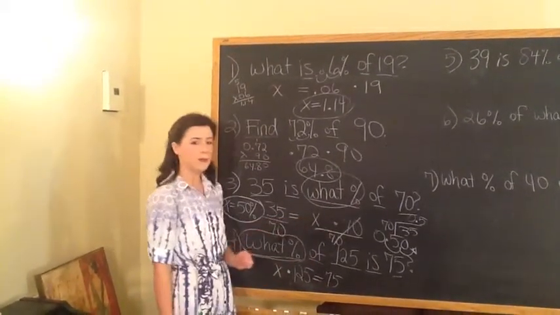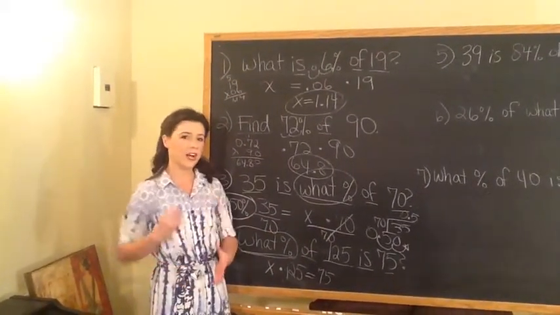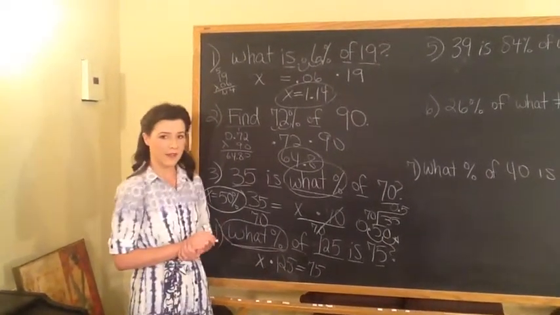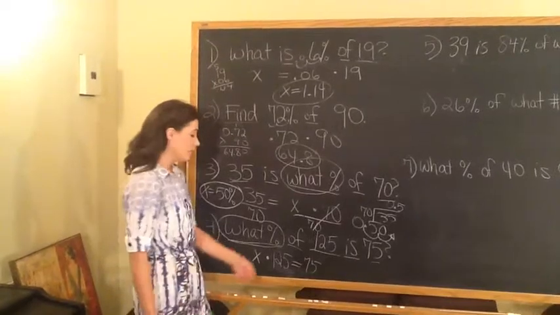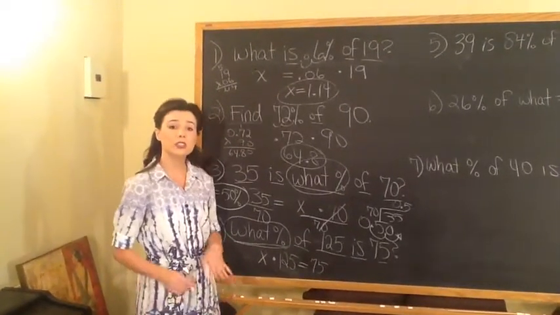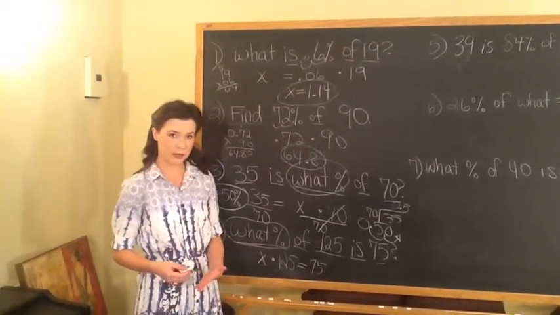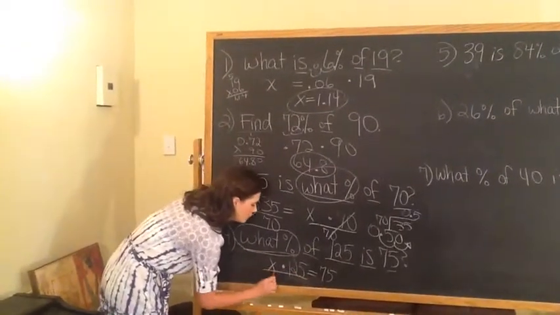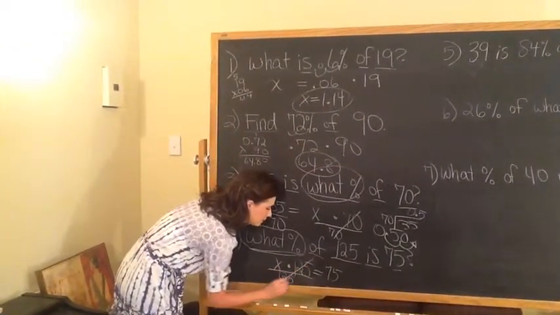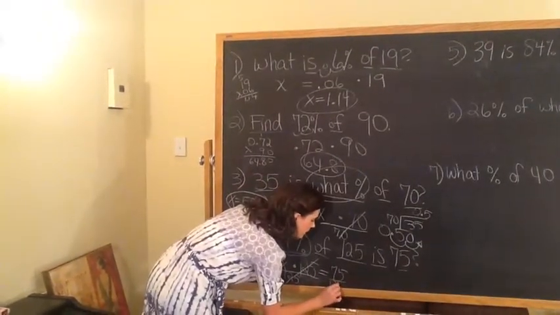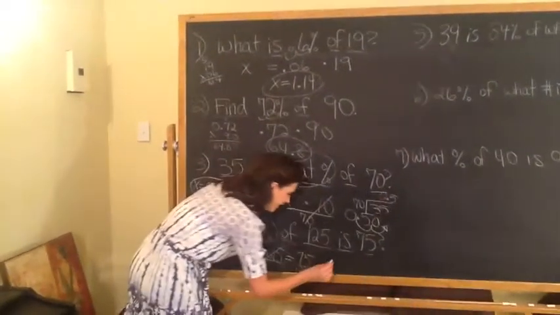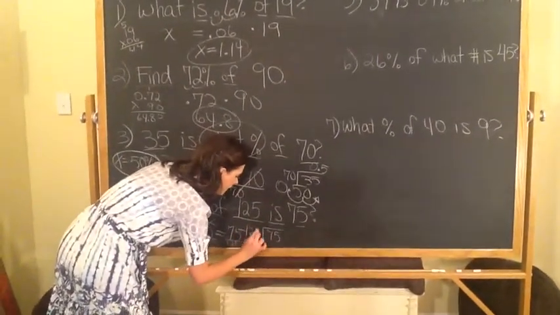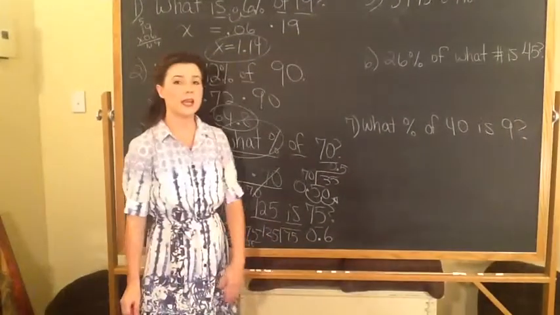So just like the problem before, we have to do kind of an algebraic step here. So since we have X times 125, and we want to get the X by itself, we have to get rid of this 125. And in order to do that, you need to do the inverse operation. So the opposite of multiplying is dividing. So we're going to divide by 125 on both sides. Really hard to see down there. So we're going to go ahead and do 75 divided by 125. If you divide it out, you're going to get 0.6.